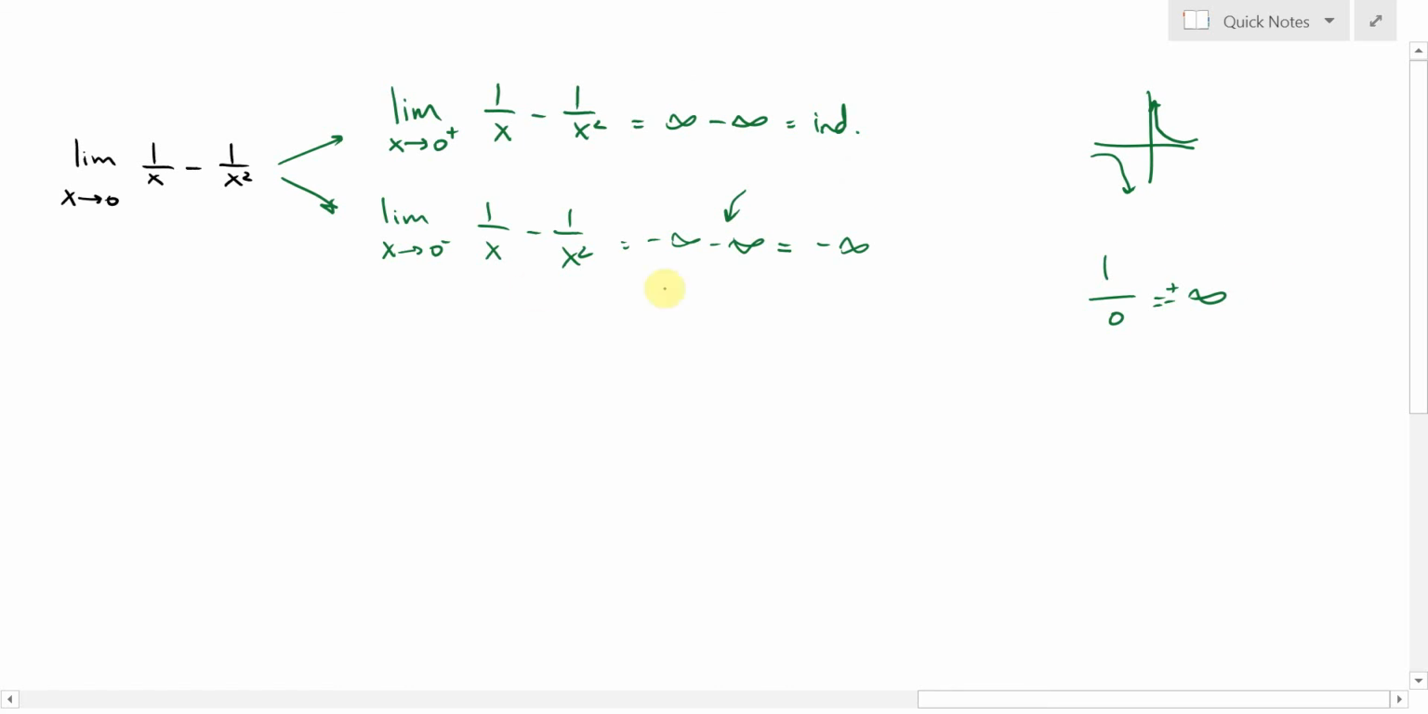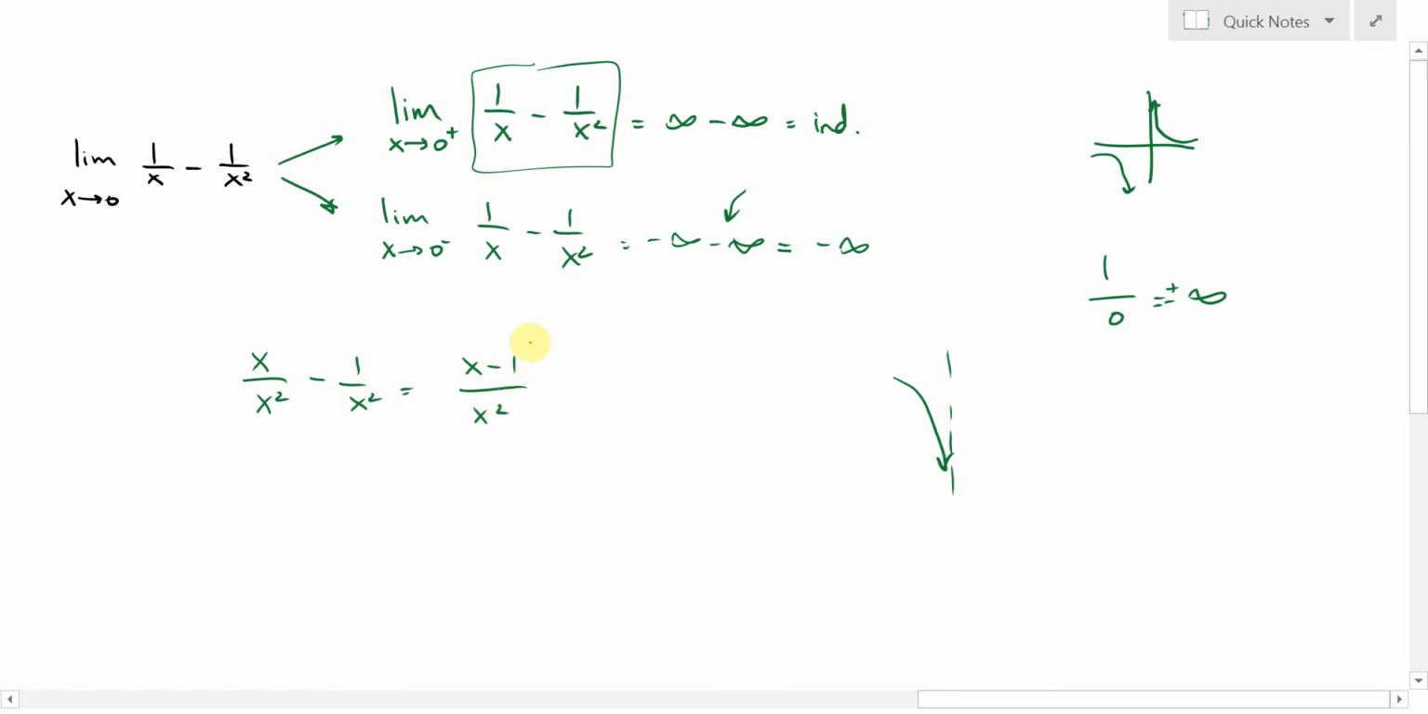Alright, so that means that if I'm approaching 0 coming in from the left, this is going to have a negative infinite asymptote. Okay? Now, if we're coming from the right, how do we handle this? It's an indeterminate form. Well, again, I see two separate fractions. Let's combine them. Let's find a common denominator. So I guess 1 over x is the same as x over x squared. And if you subtract 1 over x squared, that's just x minus 1 divided by x squared.